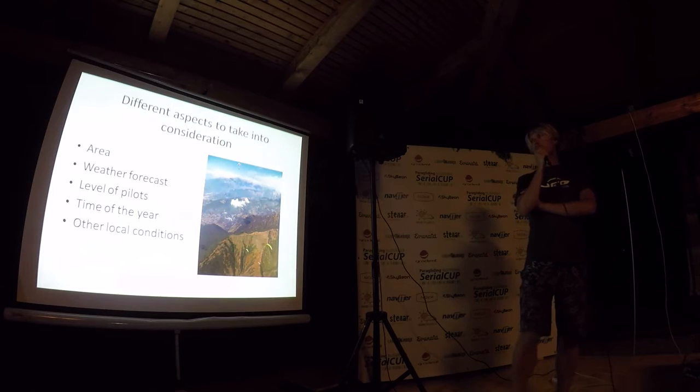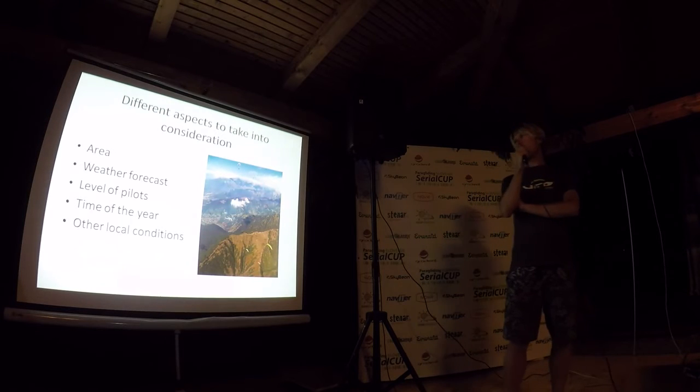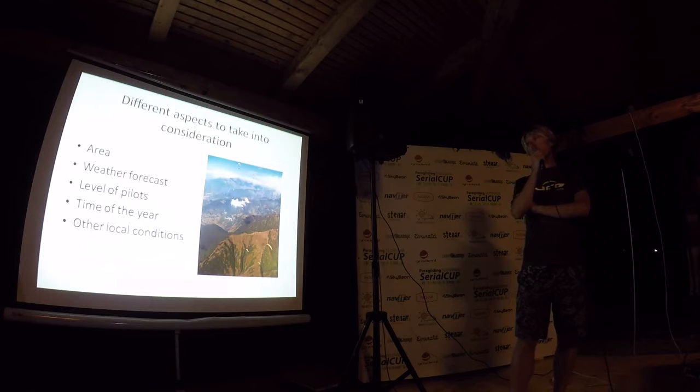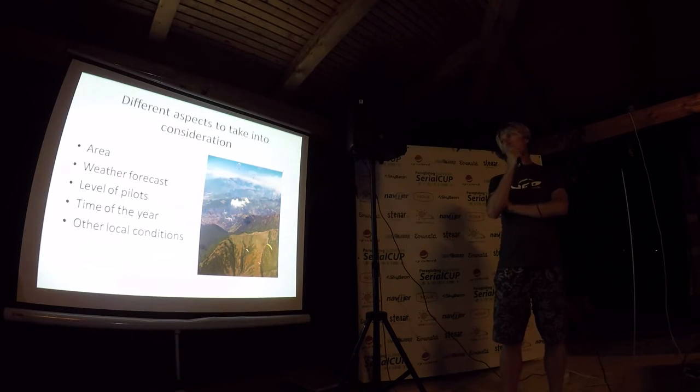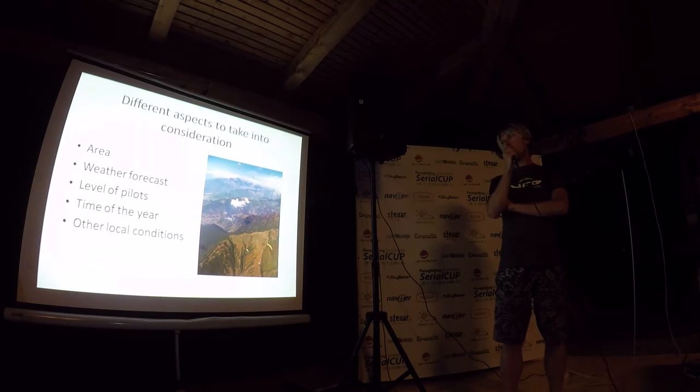Also very important is to design the proper task for the people who are in the comp. So the task setting is different for comps like the World Cup or World Championships, and different tasks are set for comps like here, Serial Cup or other FAI 2 comps. Also the time of the year is very important because it's the time we have during the day that we can spend flying. So now in September we don't have so much time. The days are much shorter than in June when we can fly easily 100-150 k's without any hassle. So now probably setting tasks above 100 k's would be difficult.